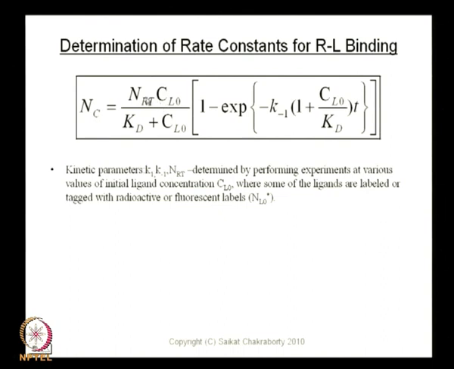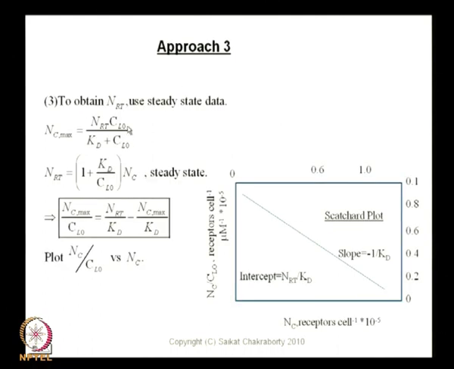So, Nc at steady state would be nRT Cl naught over Kd plus Cl naught, clear. So, that is what we do when we plot a Scatchard plot. This is what we start with. So, this is the Nc max, this is what we call Nc max.